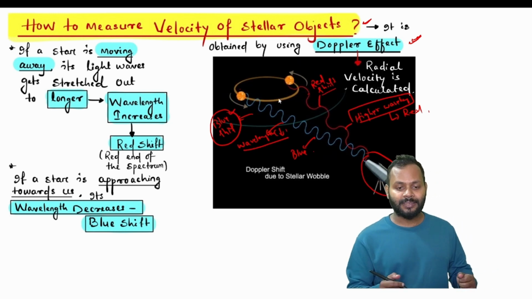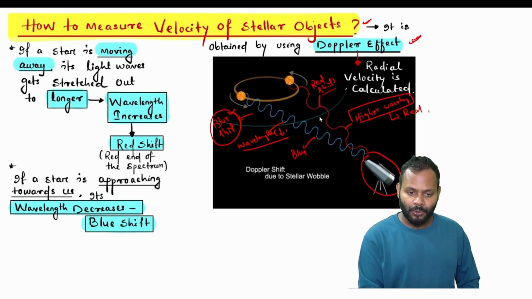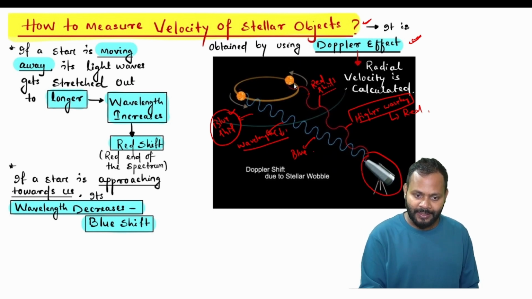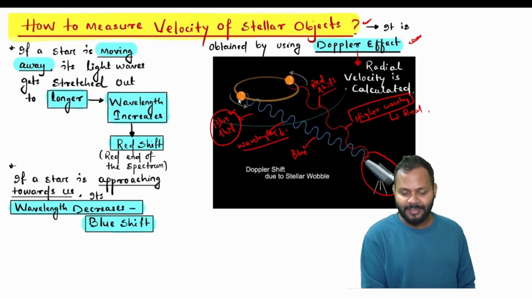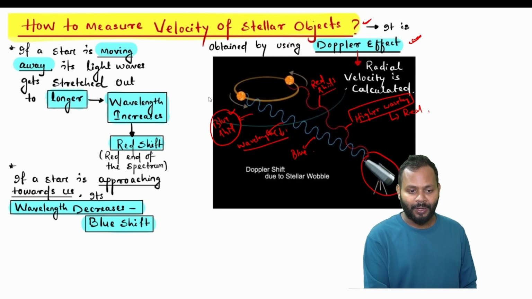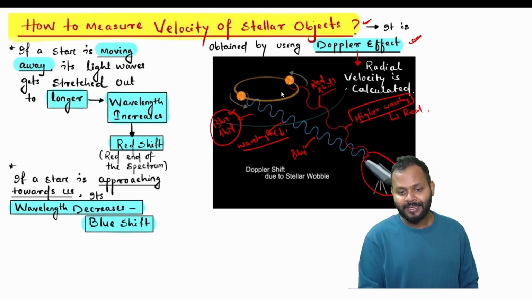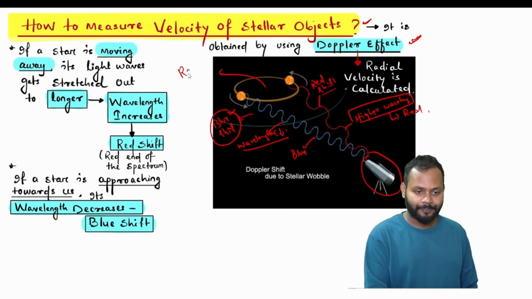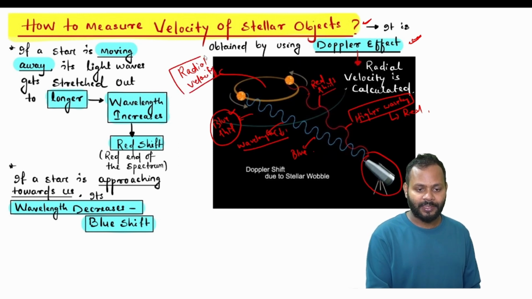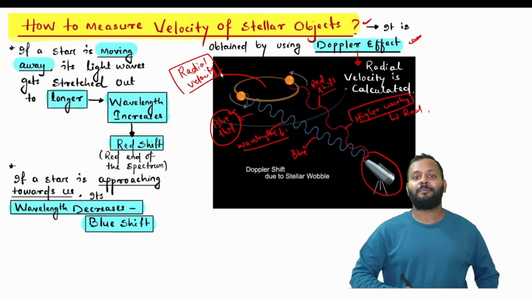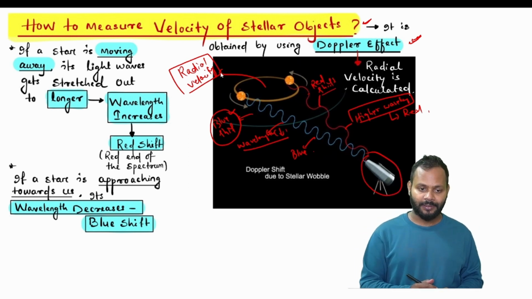Basically, this ultimately gives one way it is going away, one way it is coming towards us. So one is going away from us, one is coming towards us. This is the way you can understand the radial velocity. One way we can understand radial velocity. This is about the Doppler effect.